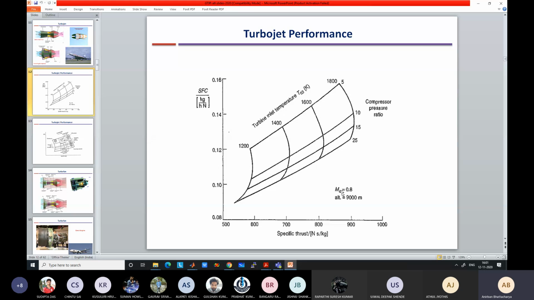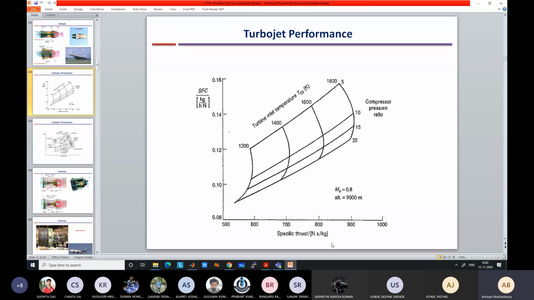Okay. So this is only for the typical Mach number. If you change the Mach number or altitude, again the performance map will change. So how this will change, I can just give you a brief hint. If you vary the Mach number, if you increase the Mach number, typically what will happen is that the specific thrust will decrease. If you increase the Mach number, specific thrust will decrease.